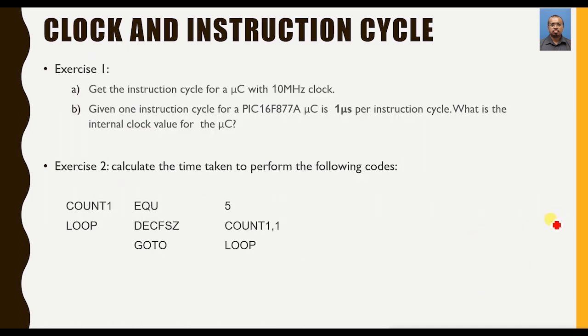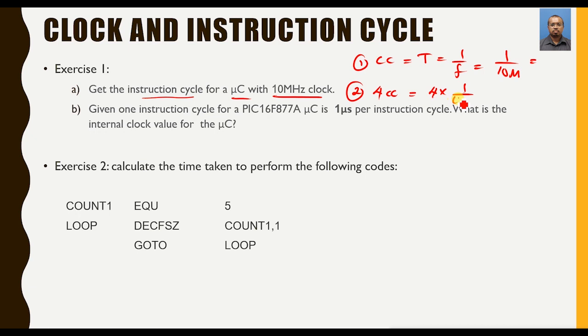Right, next let's go through this exercise. Get the instruction cycle for a microcontroller with a 10 MHz clock. So remember, the first thing you need to find is the clock cycle, which is T equals 1 over F, which is equal to 1 over 10 MHz. What is that equal to? Number 2, you have to find for 4 clock cycles, which is one instruction, how much time is required for one instruction, which is 4 times 1 over 10 MHz equals something.